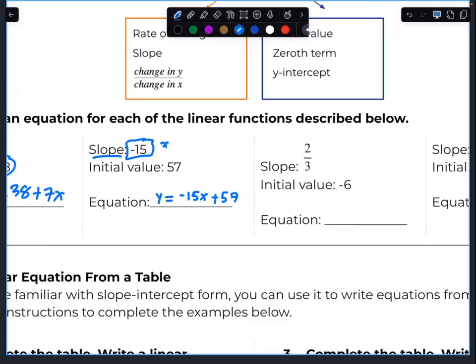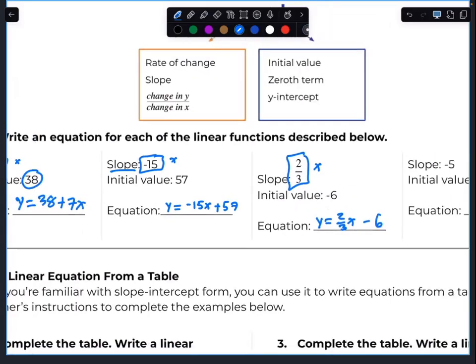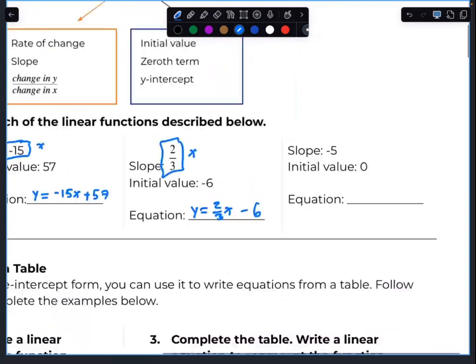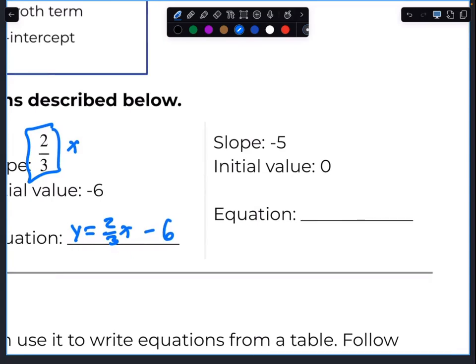Minus 6. We can also say something like plus negative 6 if you really feel like you want to do it that way. Notice that with the slope, we have the x right next to it in that equation. And our next one, our last one of this example, negative 5x. And yeah, we could just leave it like that. If you want to, you can put plus 0, but typically we just leave it as y equals negative 5x.